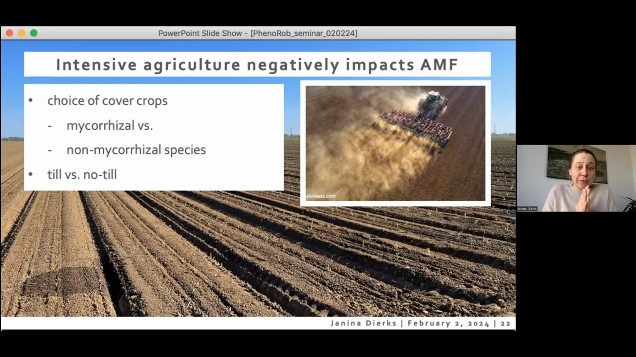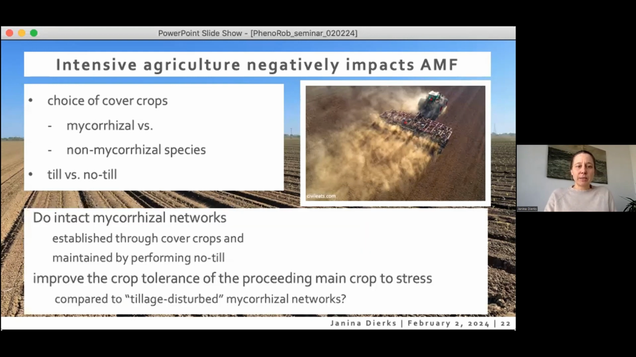So, from the perspective of the mycorrhizal symbiosis, to keep mycorrhizal networks in the soil undisturbed, there may be good reasons to promote no-till systems. So the first question that we will address this coming season is: do intact, undisturbed mycorrhizal mycelia established through cover crops and maintained by performing no-till improve the tolerance of the subsequent main crop to water stress and insect herbivory compared to the tillage-disturbed mycorrhizal mycelia?